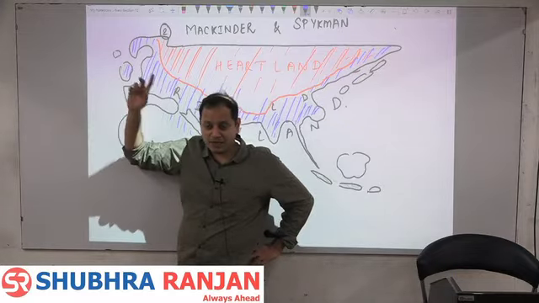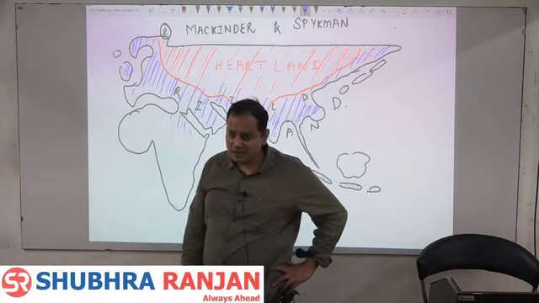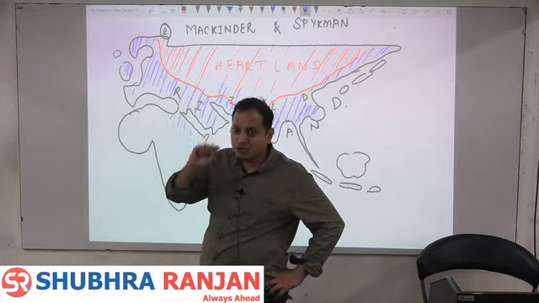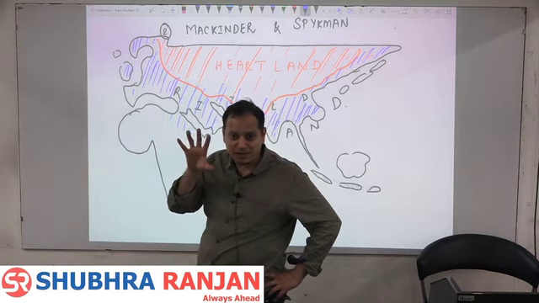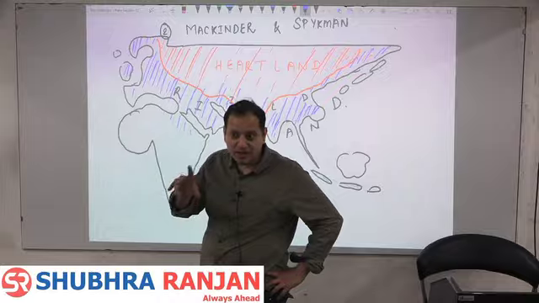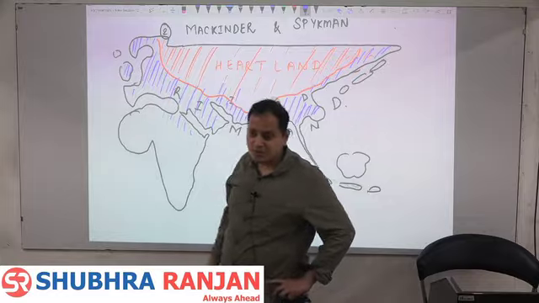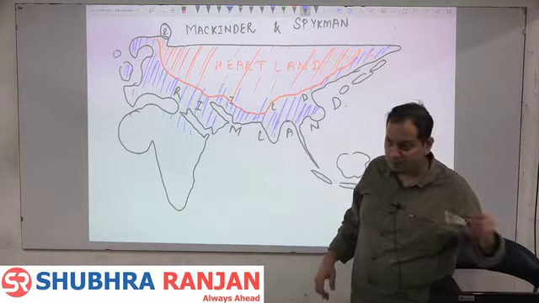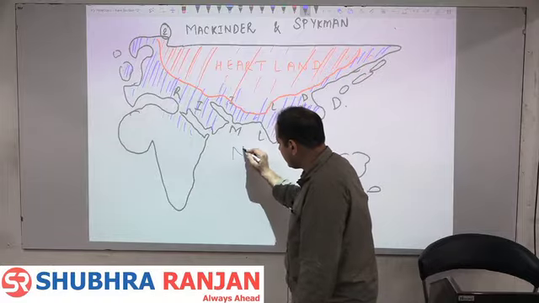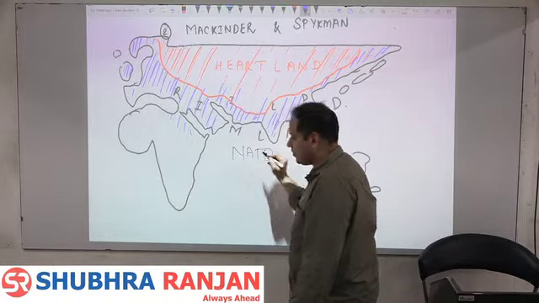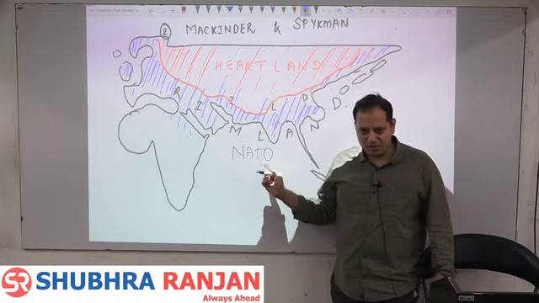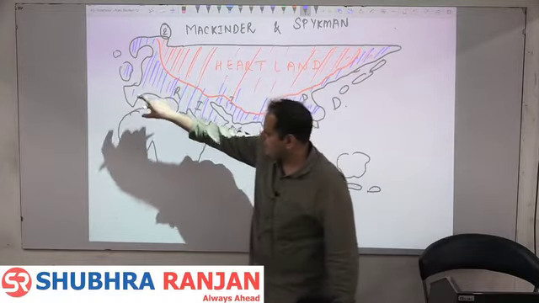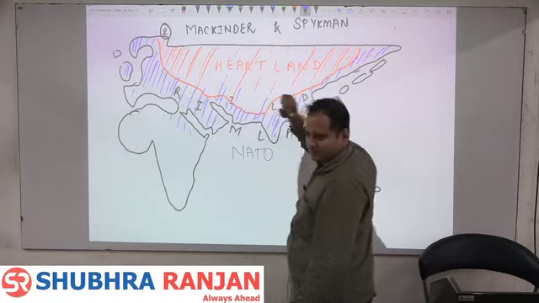Fine? So as a result of this, Mackinder suggested that UK should become a very, very strong power to stop the advances of the heartland. And this resulted in the formation of a grouping which you know today as NATO, the North Atlantic Treaty Organization. All these countries are the members of NATO. Fine?